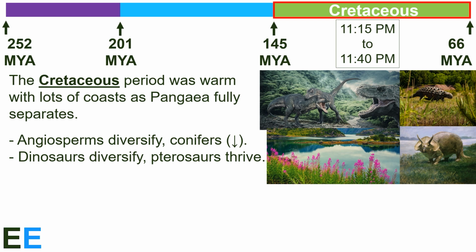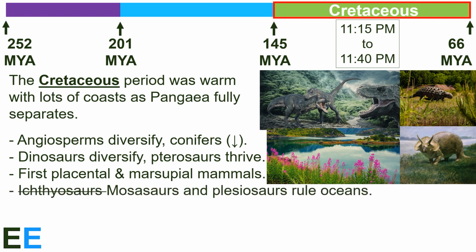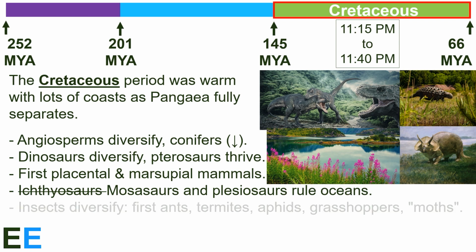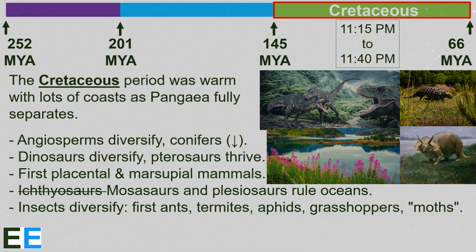Even as dinosaurs dominate, we see the evolution of the first placental and marsupial mammals. They're still all small, but they're hanging on and persisting while the dinosaurs fill all the ecological roles for large animals. In the oceans, the ichthyosaurs go extinct, and now the mosasaurs and plesiosaurs rule the oceans. We also begin to see insects diversifying. We see the first ants, termites, aphids, grasshoppers, and precursors of moths and butterflies. This period ends with the big extinction event you've probably heard of.